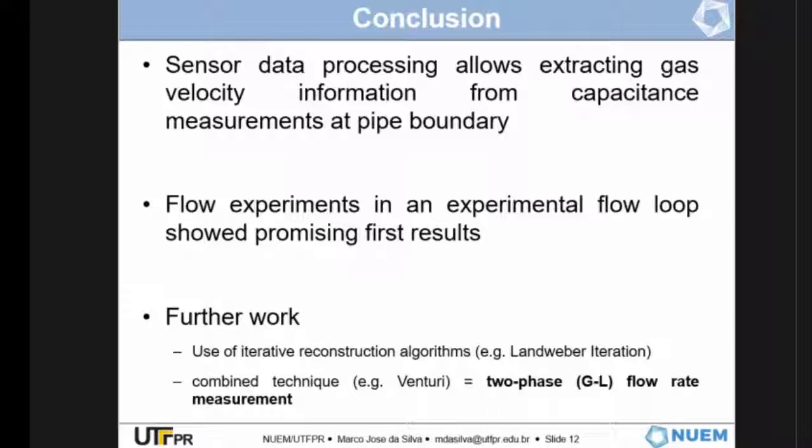As I said, a more complicated reconstruction algorithm could be used, and the next step would be to combine it to measure the liquid velocity as well, for example, with a Venturi meter.